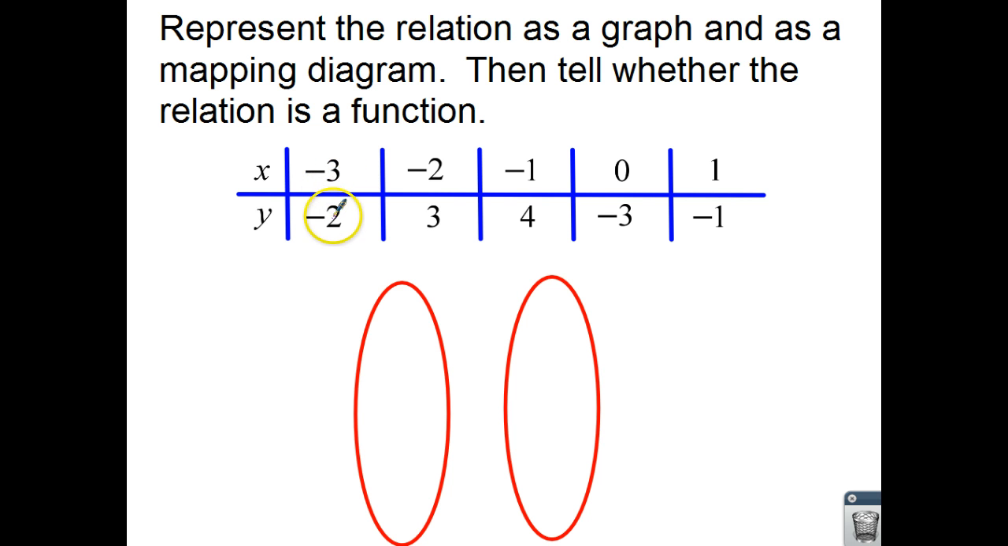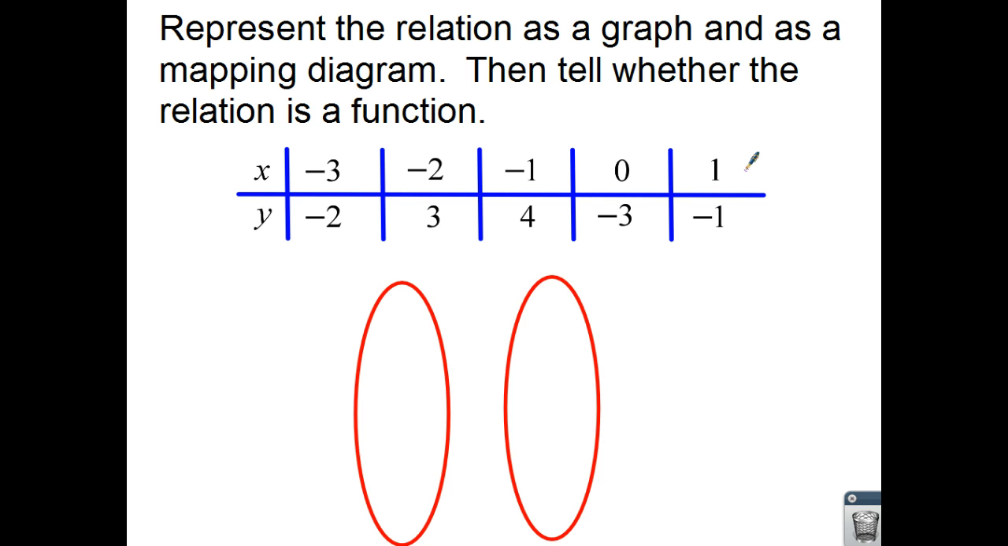So -3 goes to -2. -2 matches up with 3. -1 goes to 4. 0 goes to -3. 0 doesn't go to anybody else as an x. And 1 goes to -1. So we don't have any repeats when it comes to your inputs. And I think one of the easier ways to see this is something called a mapping diagram.